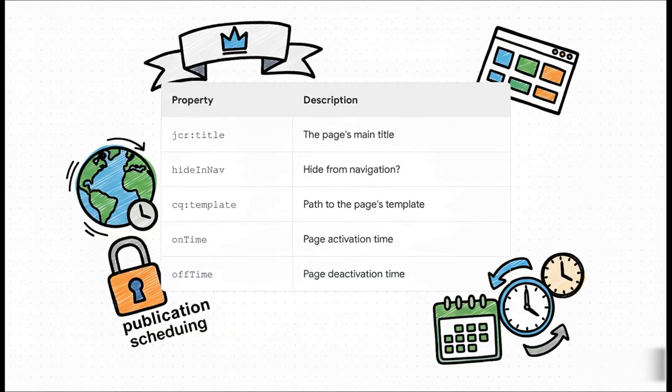Okay, check this out. This is a simplified look at AEM's blueprint for a basic piece of page content. It's called cq:PageContent. And you can immediately see the theory in action, right? There's a jcr:title property for the title, a true-false property called hideInNav. You've even got date properties like onTime and offTime for scheduling when a page goes live. Literally, every field you fill out in the AEM editor is just one of these properties.